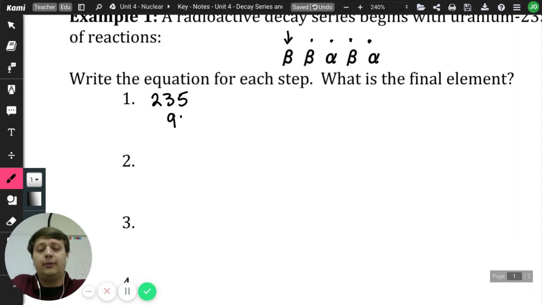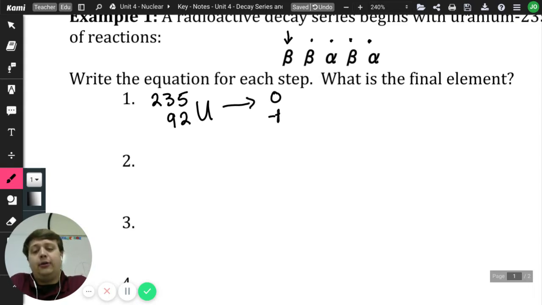So I know that I have uranium-235. And I know that uranium is number 92 by looking at my periodic table. And it is going to undergo beta decay, 0, -1, e. Okay, you're like, okay, well, Mr. Oglesby, this is the same thing as we did last class. Well, yes, it is. We're just now going to do it multiple times in a row.